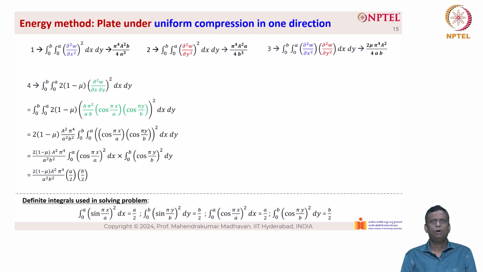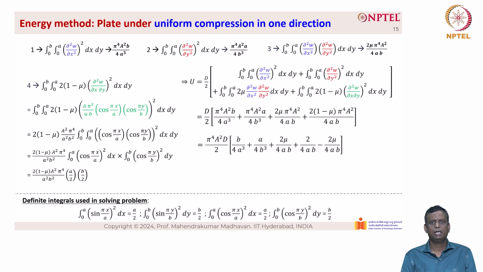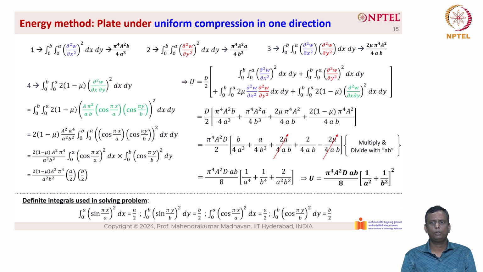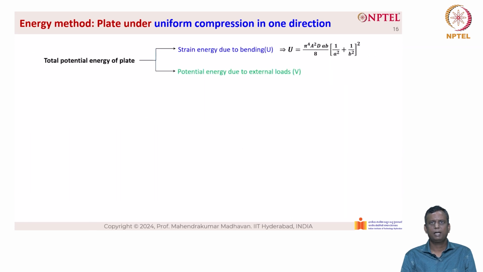Now, let us plug in all these equations into the strain energy equation. We get a big equation here. When we substitute this and take the common terms, which are π⁴ and a², outside, we can simplify this further by cancelling plus 2μ by 4ab and minus 2μ by 4ab. Next we multiply and divide with ab and we get an equation in the form 1/a⁴ plus 1/b⁴ plus 2/a²b², which can again be reduced as U equal to π⁴ a² D ab/8 into (1/a² plus 1/b²) the whole squared. So we have obtained the strain energy due to bending.